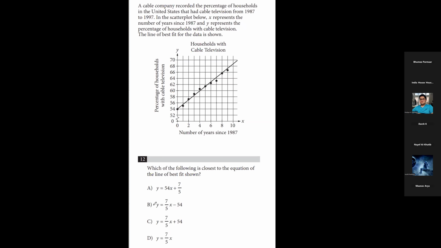So we have an intercept of 54. So it would be plus 54 for the intercept. That automatically gives us C, because this is minus 54, this is plus 7/5, and this is just 7/5. But let's also check the slope. You don't really have to do this, but every time x increases by 1, y increases by 7/5. Well, that seems approximately right. So the correct answer is choice C.